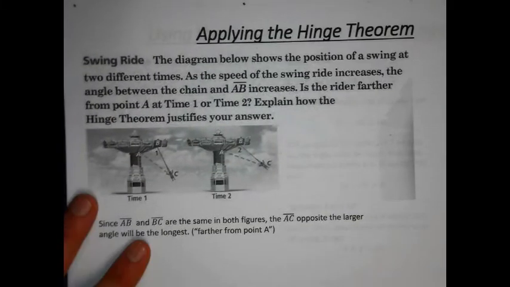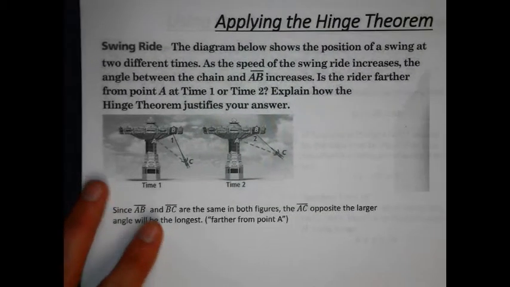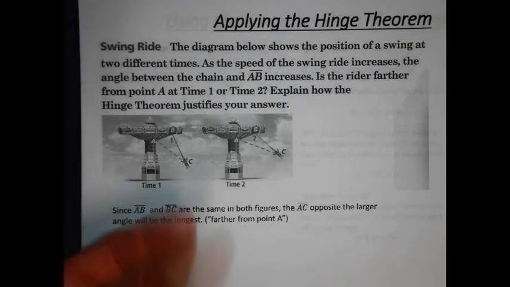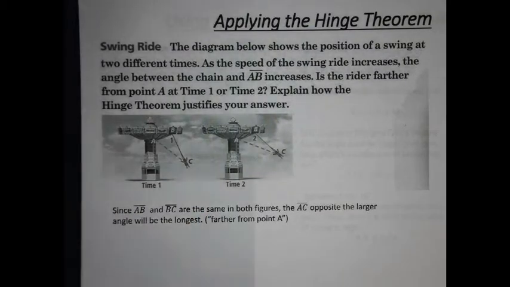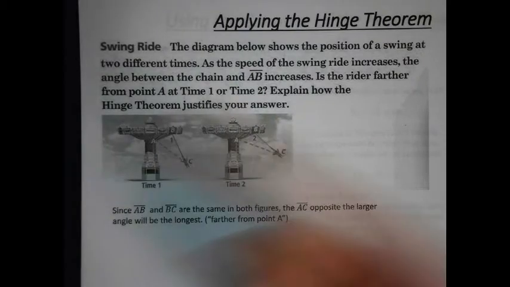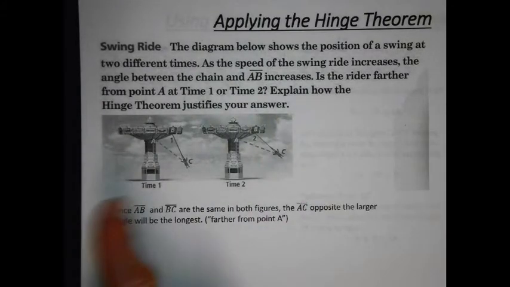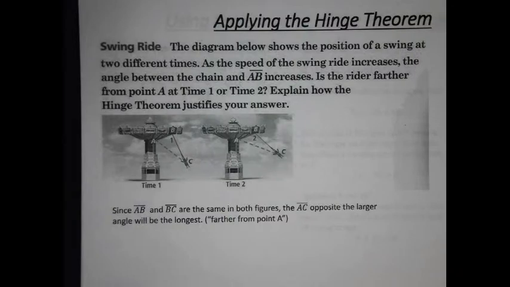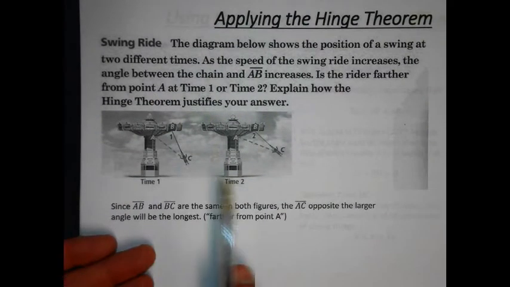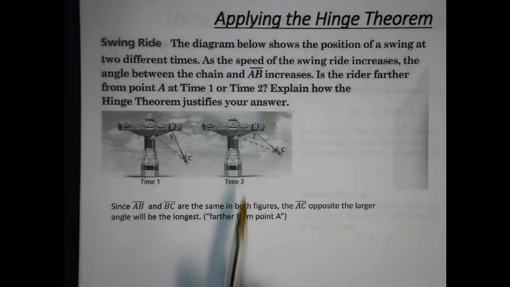Or not really. So we're going to apply the Hinge theorem to an example here. The diagram below shows the position of a swing at two different times. As the speed of the swing ride increases, the angle between the chain and AB increases. Okay, so is the ride further from A at time 1, which is here, when it was slower, or time 2, when it was faster?